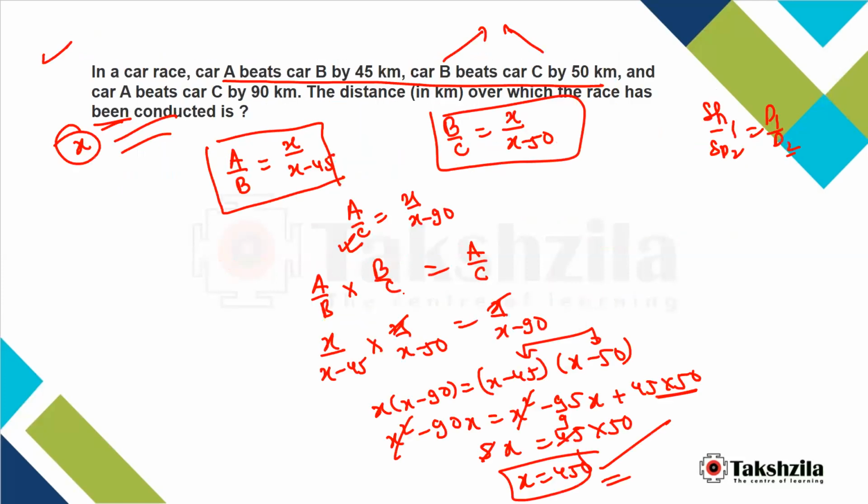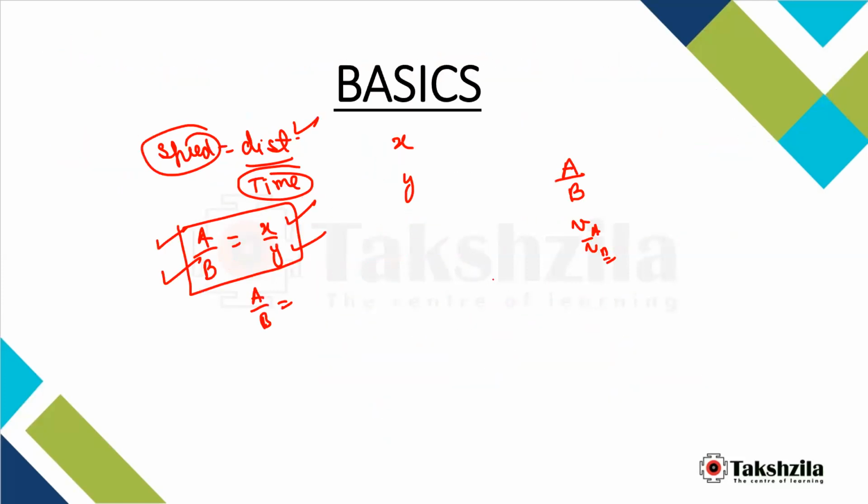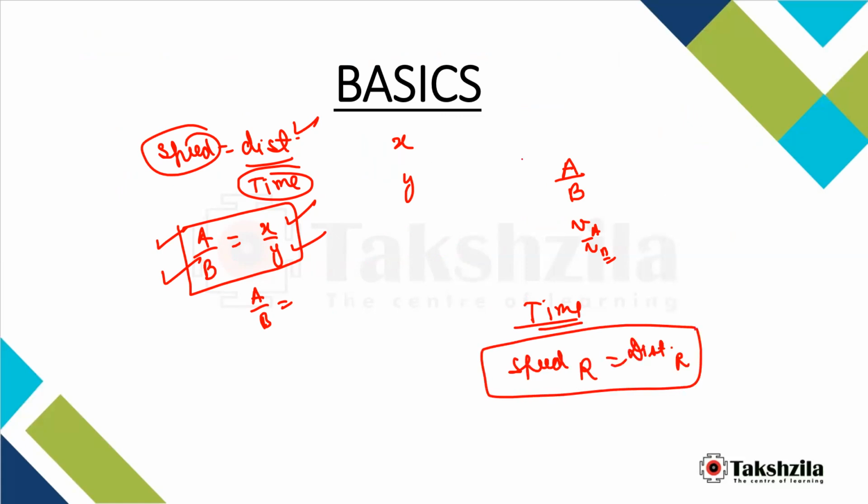Quickly summarizing: when it is given that time is constant, then speed ratio will be distance ratio. This will be used and you can easily solve all the questions. So basically this formula is important for this topic.